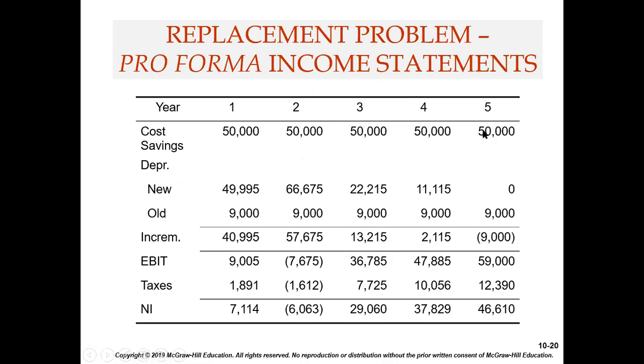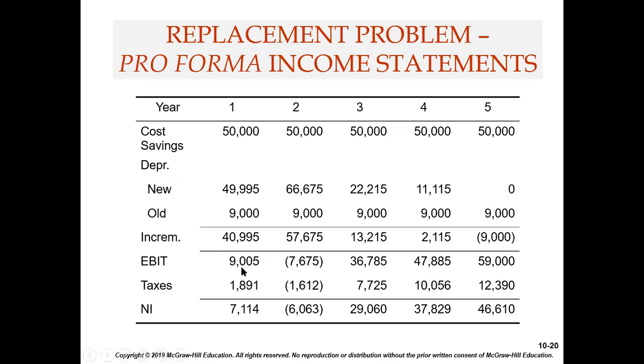Take a look at year 5. You would have a cost savings of $50,000, and an additional cost savings of $9,000 because there would be no depreciation in year 5 on the new machine. So you would actually be saving $59,000 in total for purposes of calculating tax. That's not cash flow, that's for purposes of calculating tax.